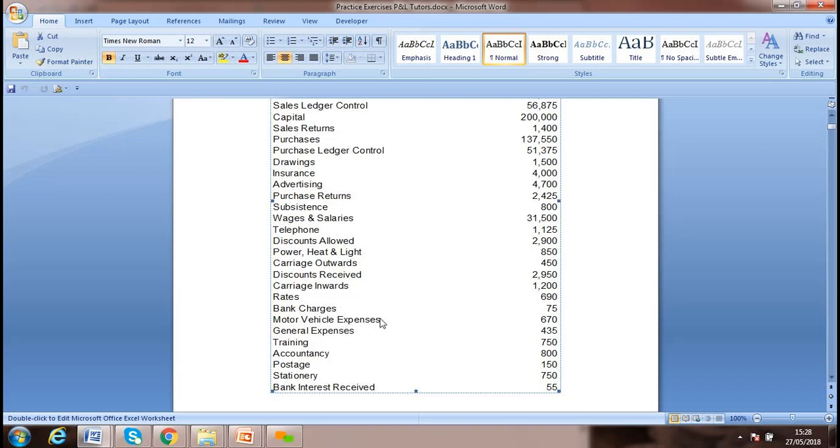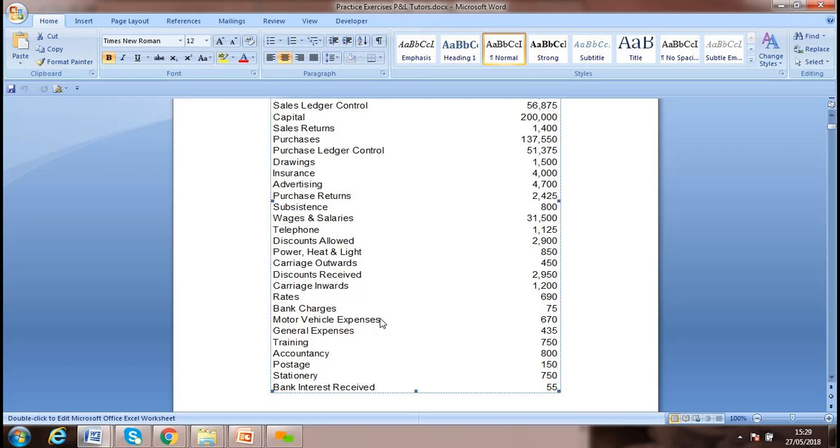Motor vehicle is expense, and expense goes on the debit side in the trial balance, we'll see now. Journal expense is expense. Training is income or expense? It is expense. Well done. If we are a business providing training, it is an expense for a business. Okay. Accountancy fees, if we are paying fees to the accountant, is an expense. Stationery is expense.